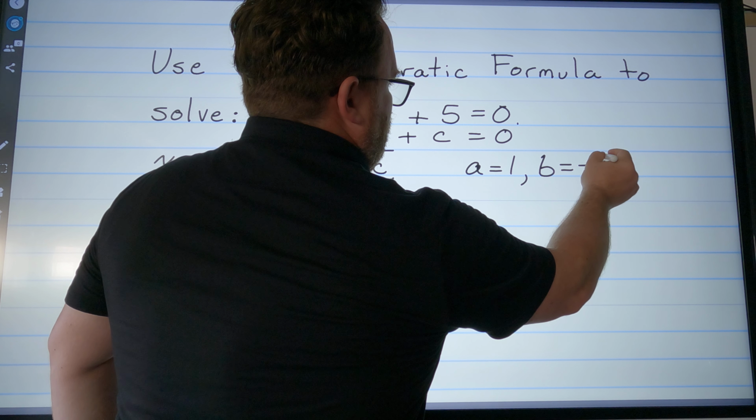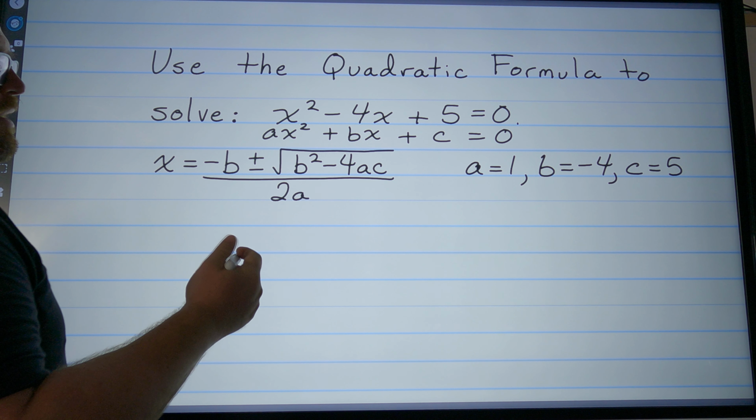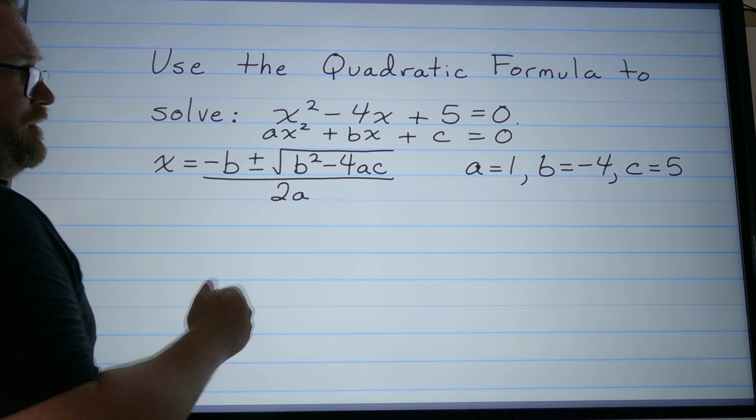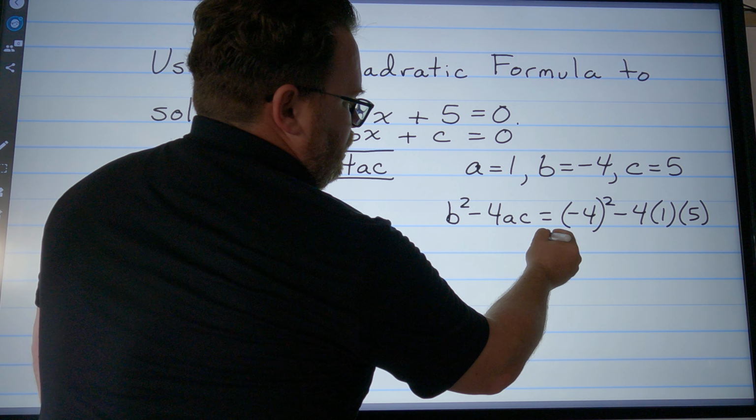Now, one thing that some people do is they figure out the discriminant first. And that way they don't have to do all the calculations, writing down multiple times. It's a little bit less writing. So let's try that. So we'll first figure out b squared minus 4ac, and that'll also give us an indication of what type and how many solutions we have. So that's going to be negative 4 squared minus 4 times 1 times 5. Negative 4 squared is positive 16, and then 4 times 1 times 5 is 20. So our discriminant is a negative value, it's negative 4. And that means we'll have two complex solutions.